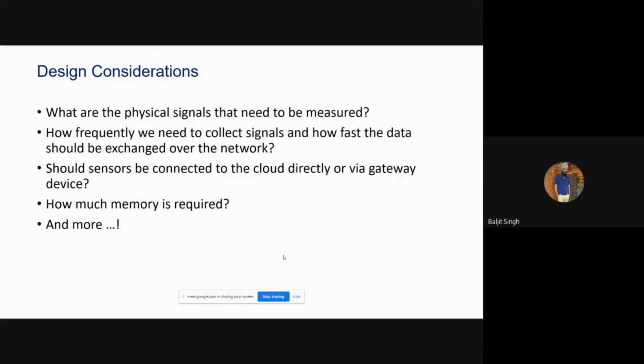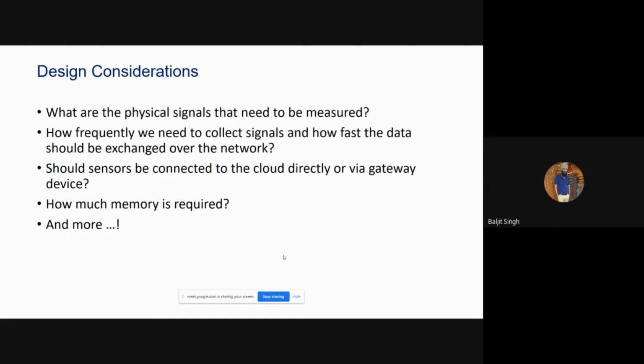So then the next point is how much memory is required. The memory requirement can be calculated from the type of data, and from the fact that if the cloud is not connected, the internet connection somehow is disconnected. So how much data you need to store in the device itself, how much data you need to store offline, and accordingly you can calculate the memory.